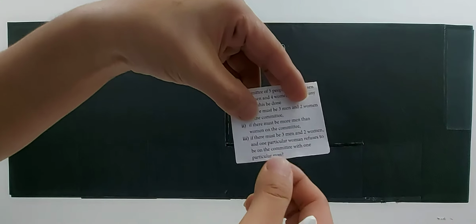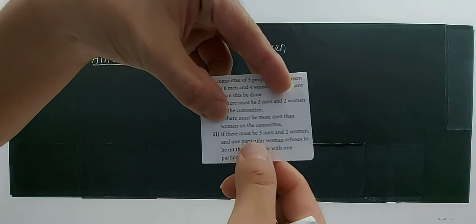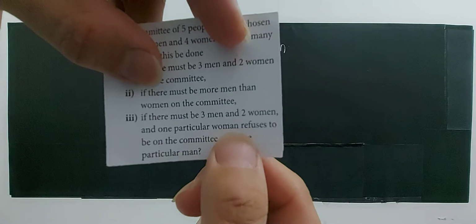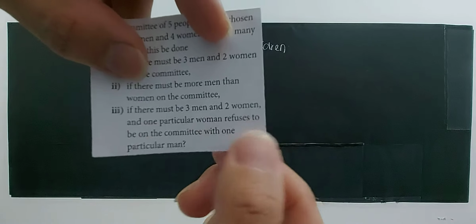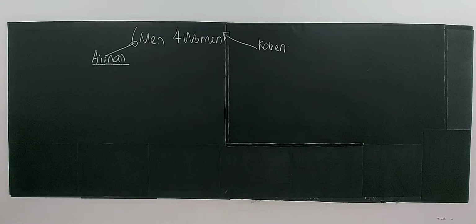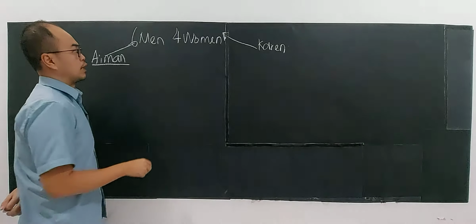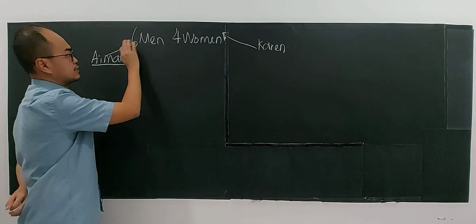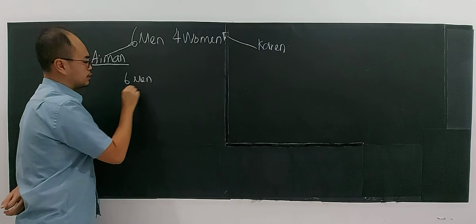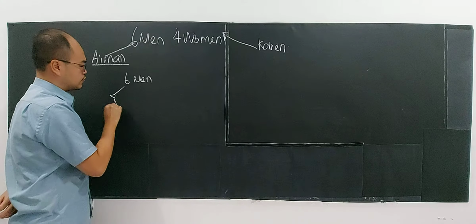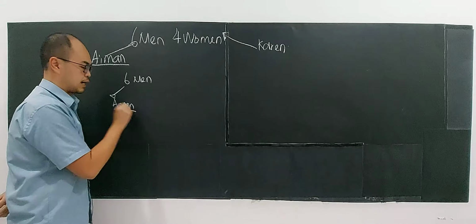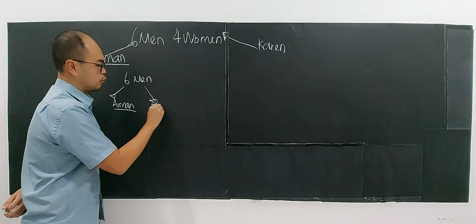Based on this question, if there must be 3 men and 2 women, and one particular woman, let's say Karen, refused to be on the committee with one particular man, then what happens? Let me now separate the men. The men consist of 6 men. With the 6 men, one of them is Aiman, the one who has conflict with Karen. So I know this is Aiman, and the other 5 men have no problem.